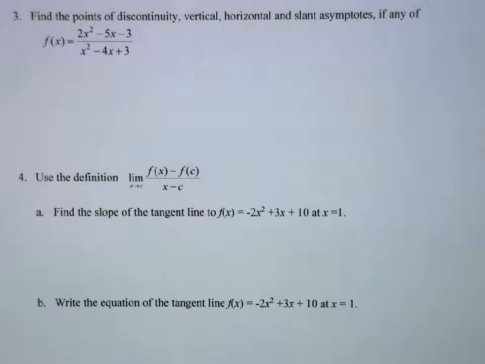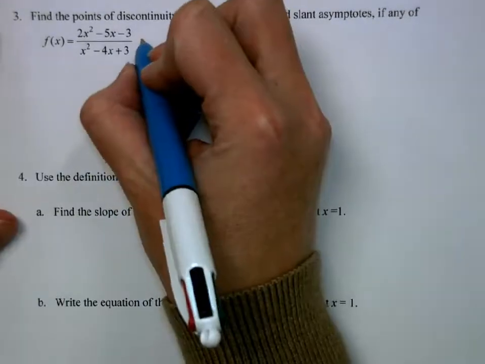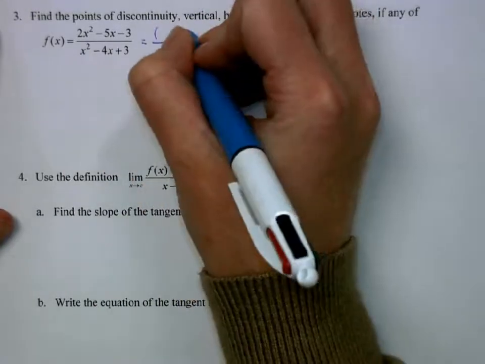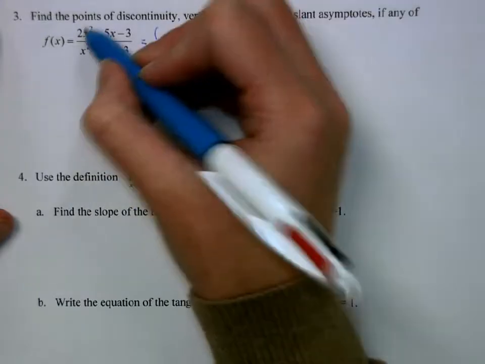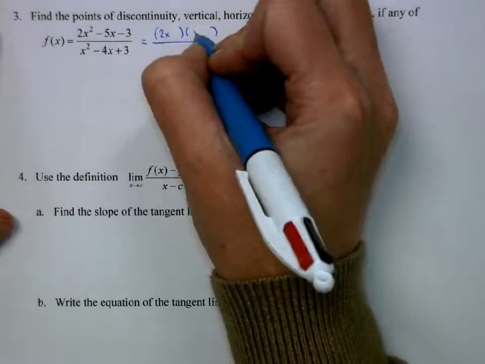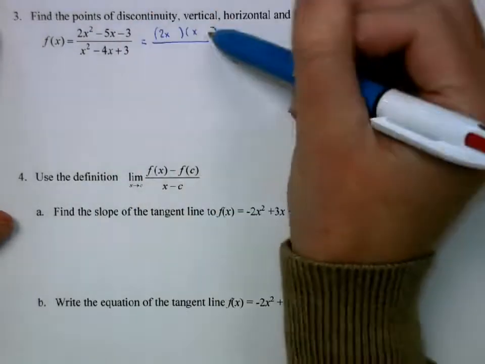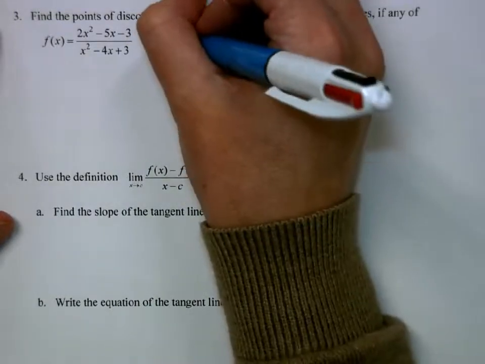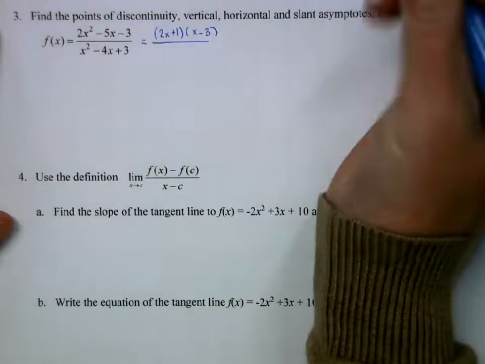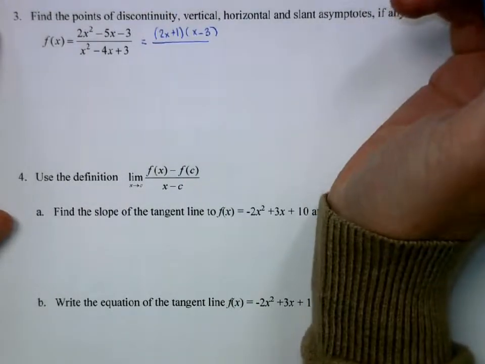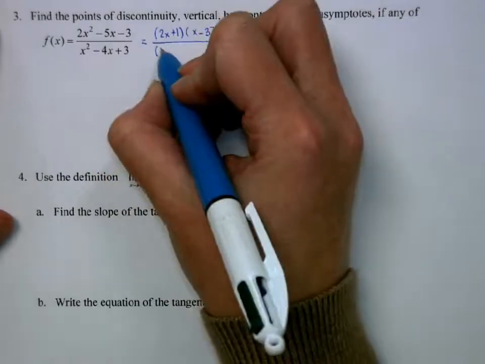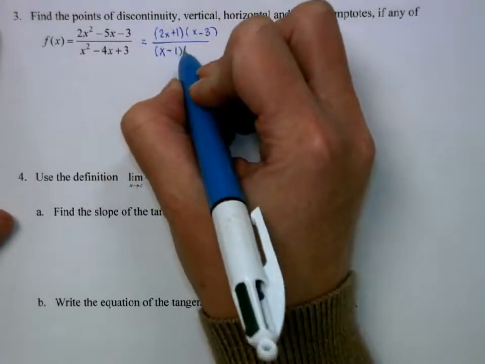Okay, so here we are going to factor. This numerator factors, well, to get a 2, we have a 2x and an x. To get a 3, we've got a 1 and a 3, and one of them's negative and one of them's positive. So through a little trial and error, you can arrive at 2x plus 1 and x minus 3. The denominator is x minus 1, x minus 3.